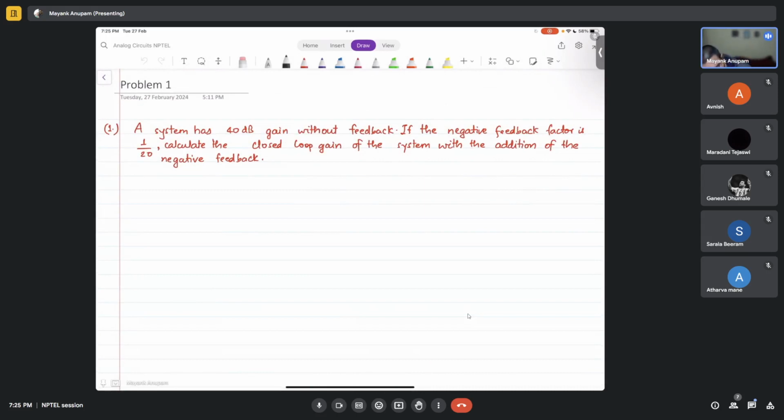The system has a 40 dB gain without feedback. If the negative feedback factor is 1 over 20, calculate the closed loop gain of the system with the addition of the negative feedback. So it is said that A is equal to 40 dB.